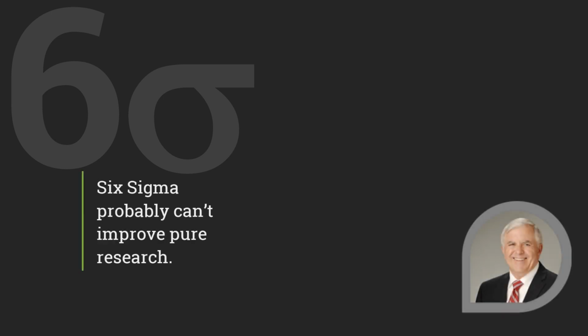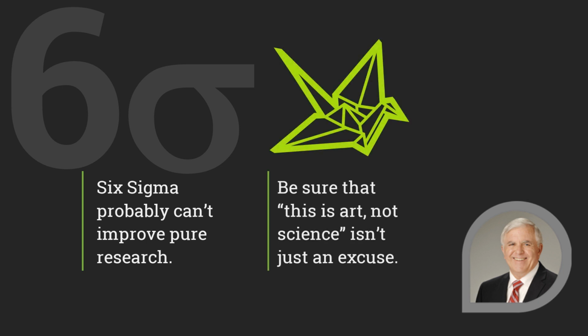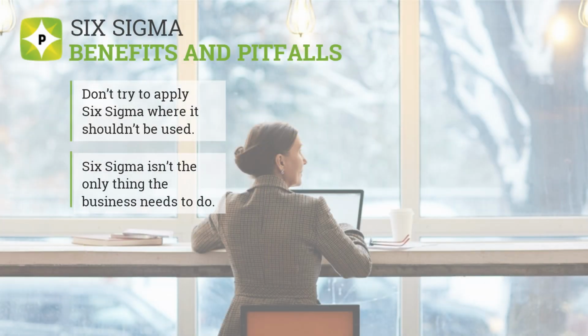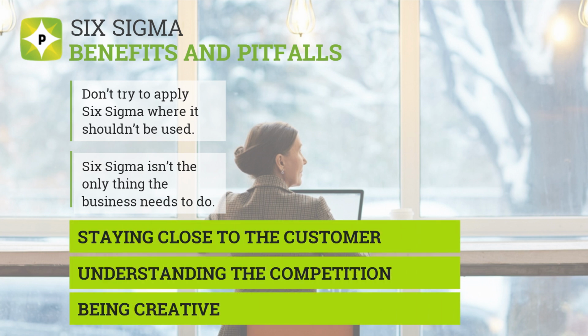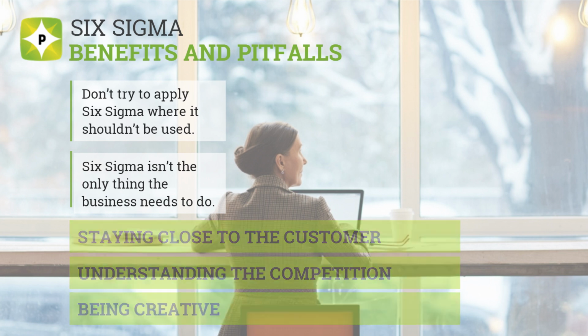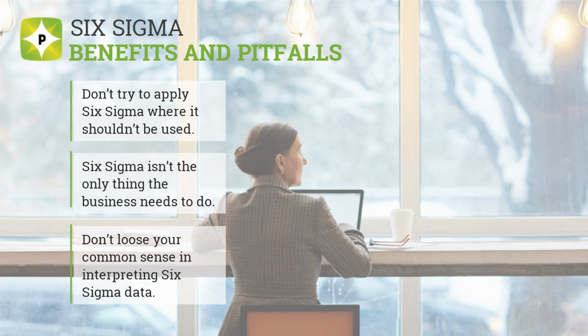I believe that some things don't lend themselves to being managed as a process, and Six Sigma shouldn't be used for these things. For example, in pure research, discoveries are made in ways that are not well understood, and they're unpredictable. If you try to make these processes predictable, there's a good chance you'll end up destroying the creative process. Keep in mind that no organization can succeed solely by improving its processes. There are many other things that need to be done, such as staying close to the customer, understanding the competition, being creative, etc.